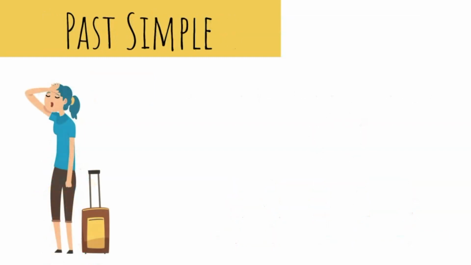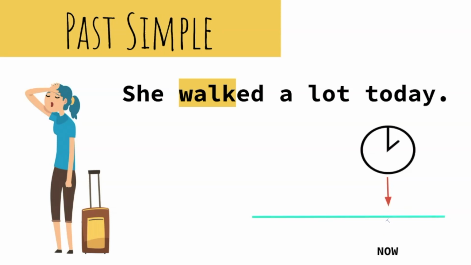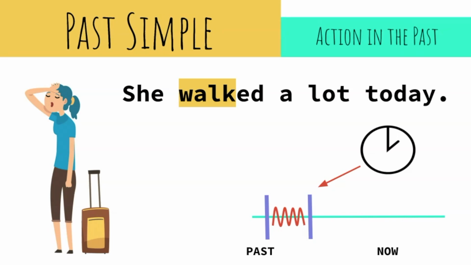Past simple. She walked a lot today. Right now, she is not walking. This action happened in the past. It happened earlier. The action started earlier today and it ended earlier today. She is not walking right now, but she walked a lot today. It's an action in the past.